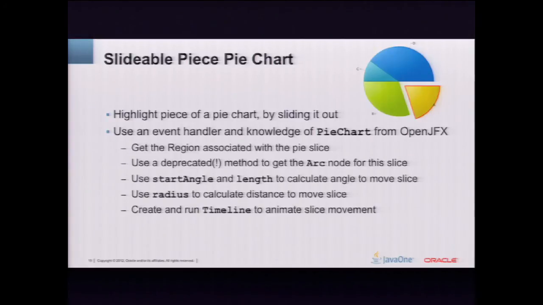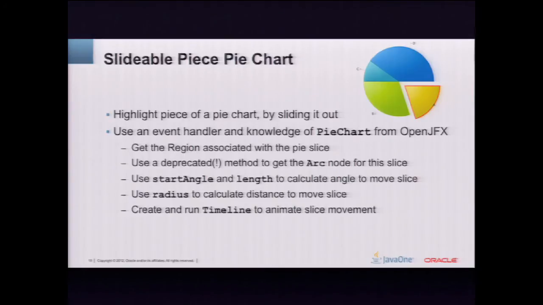And so you can get the region associated with the pie slice, and then you can use a deprecated method, a little bit cheeky, to get the arc node, because by default you get a node which represents the piece of the pie, but you don't get the arc node. So it's kind of a little bit fiddly in terms of the subclass. So you can get the arc node for that particular slice, and then that will give you the start angle where the slice starts, and also the length in terms of degrees that the slice is actually using.